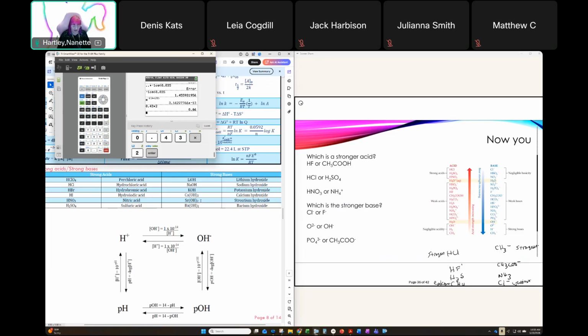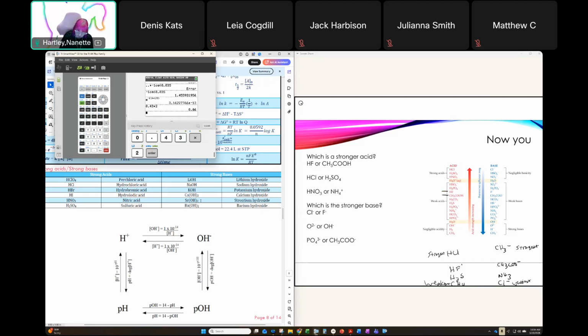Now, for this, which is the stronger acid, HF or CH3COOH? They're both weak acids, but which is the stronger of them? So we're comparing this right here to that right there. HF is stronger since it's above on the list. Right. Because it's higher in the list, HF is going to be the stronger of those two acids.